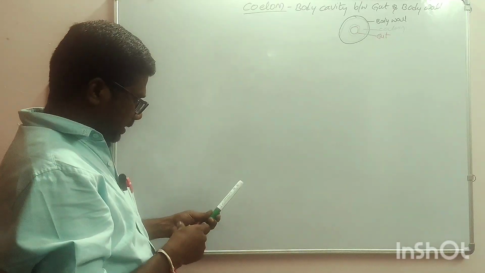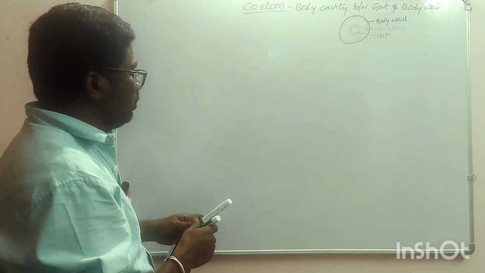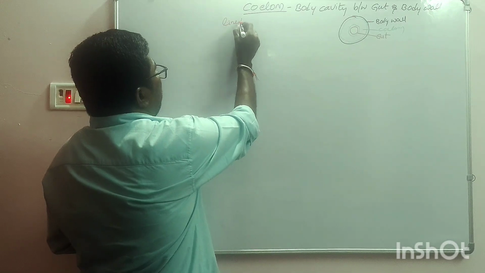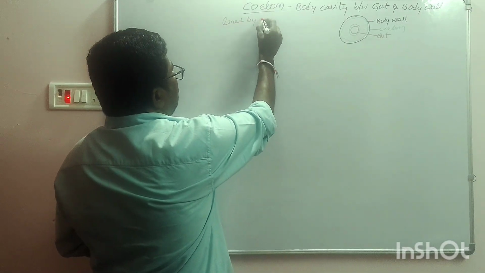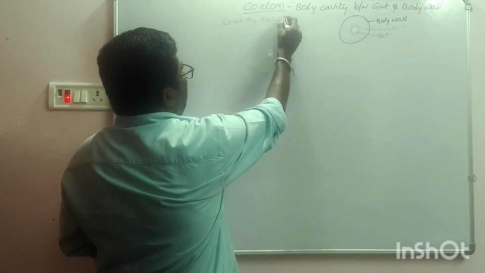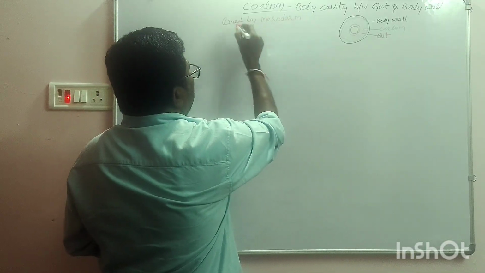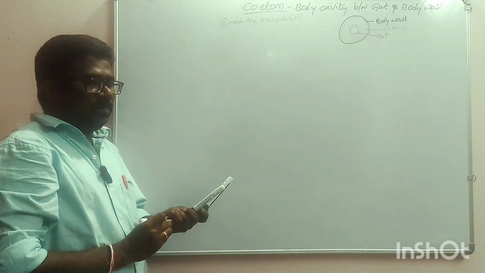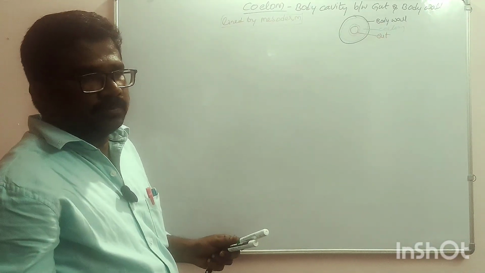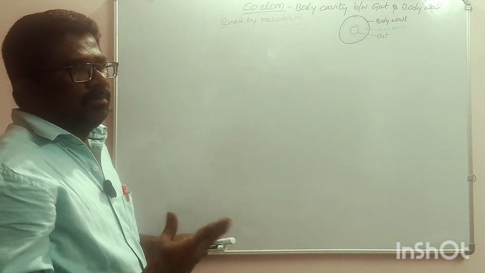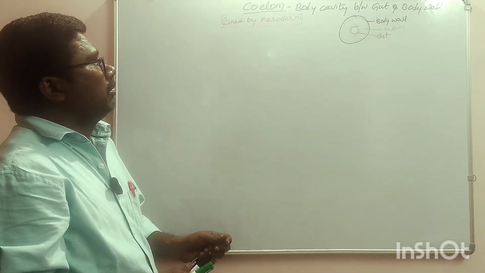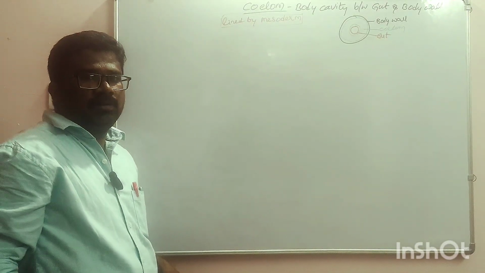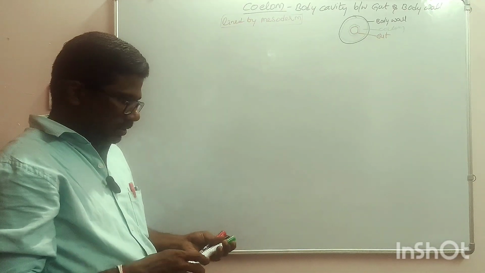So this coelom or the body cavity should be lined by mesoderm, so it should be on either sides. And coelom should be of mesoderm origin. Mesoderm should form the coelom. So based on this body cavity, we can divide the organisms into different groups.